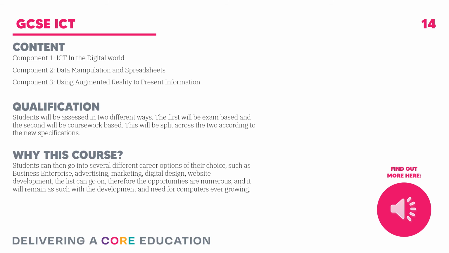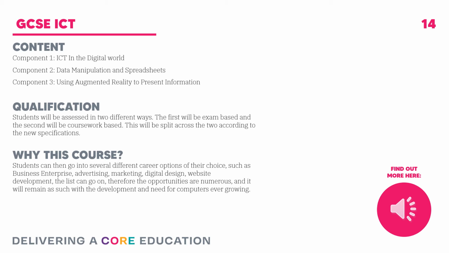In GCSE ICT, students will study 3 main components: ICT in the digital world, data manipulation and spreadsheets, using augmented reality to present information. Students will be assessed in 2 different ways. The first will be exam-based and the second will be coursework-based.